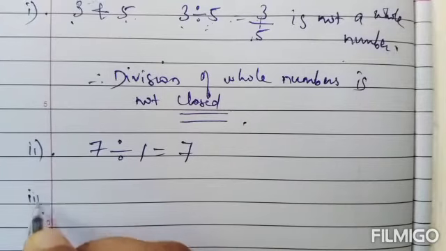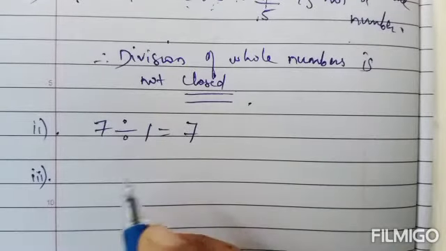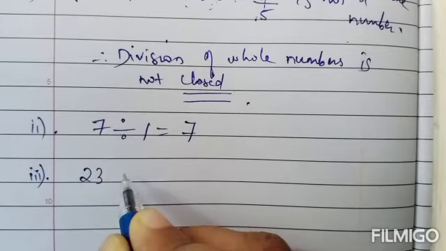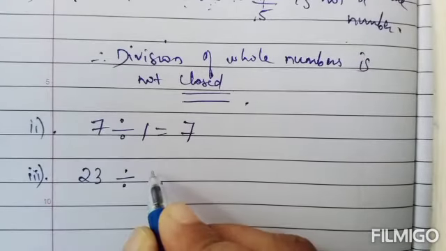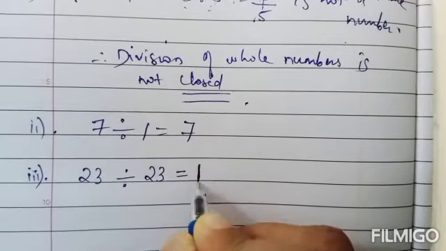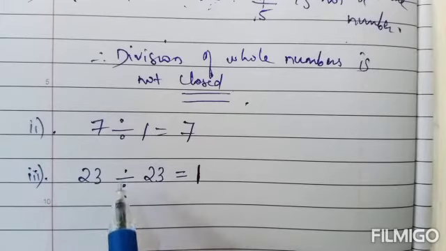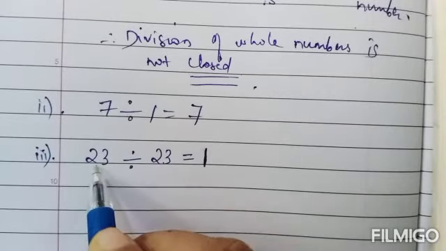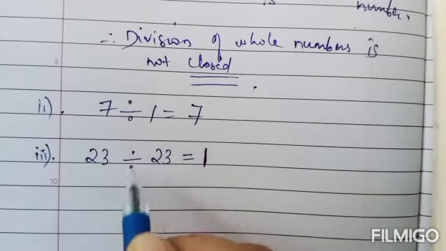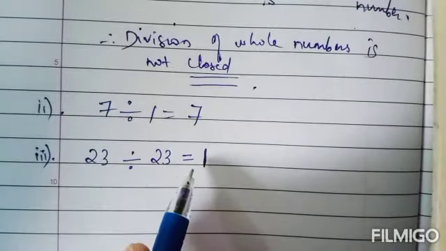Now the third one: every non-zero whole number divided by itself gives 1. So any whole number you can take. Let us take 23. 23 divided by itself means 23 is divided by 23. What is the answer? It will be 1. Every non-zero whole number, that is, not equal to 0. 0 you can't take. So 23 divided by 23 equals 1. Therefore, every non-zero whole number divided by itself gives 1.